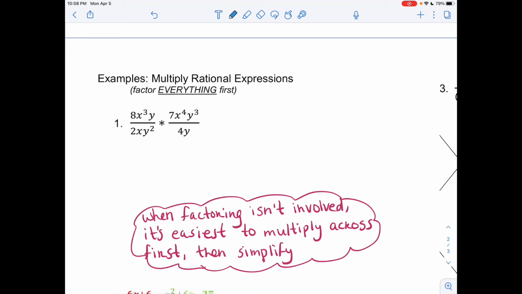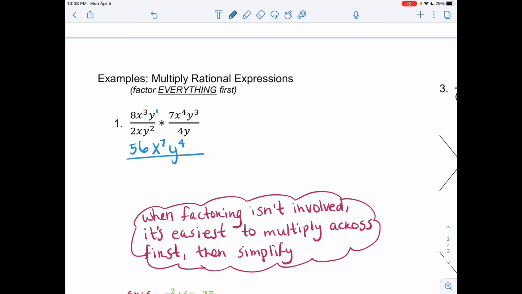Okay, so in order to do this, what I want to do is just multiply across. So remember, when I multiply, I multiply my coefficients and then I add exponents on each type of variable. So 8 times 7 is 56. I have an x to the third and an x to the fourth, so that's going to give me 3 plus 4, an x to the seventh. I have a y to the first power and a y to the third power, y to the fourth.